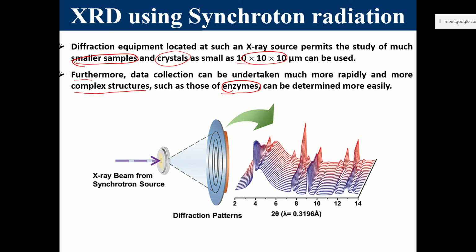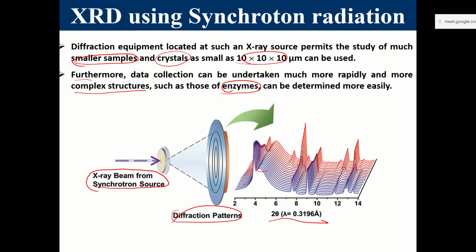So the X-ray beam from the synchrotron source is made to pass through the sample, and the diffraction pattern is obtained. This pattern is then further analyzed through the algorithm set, and on the screen you will immediately see a kind of profile for the intensity versus 2 theta.